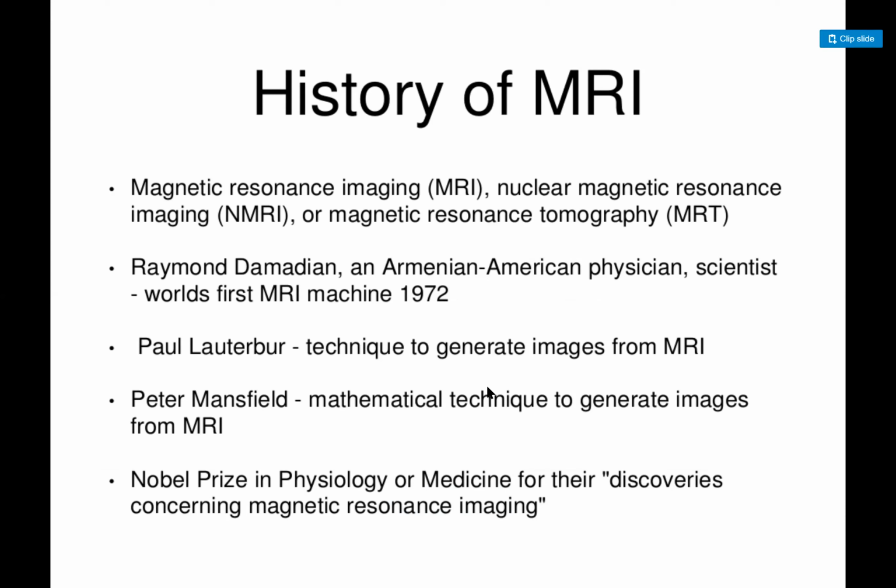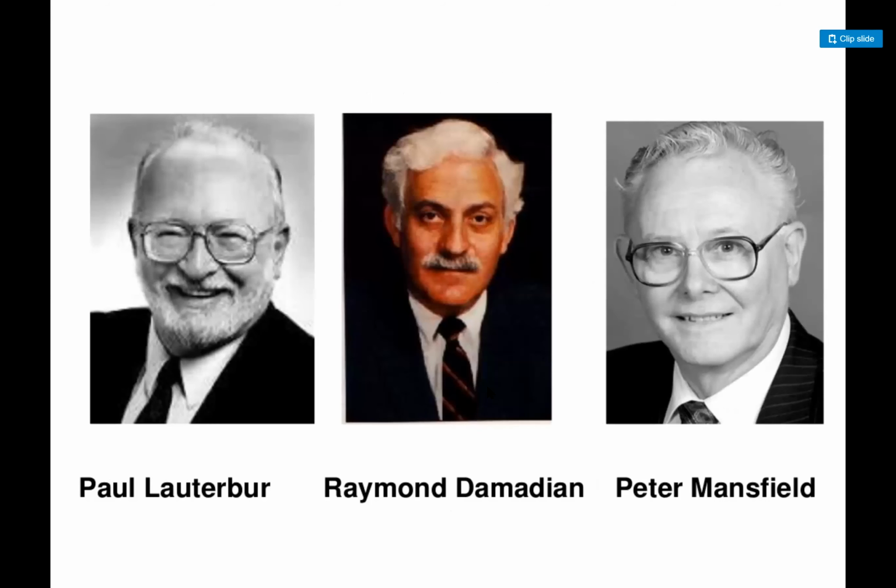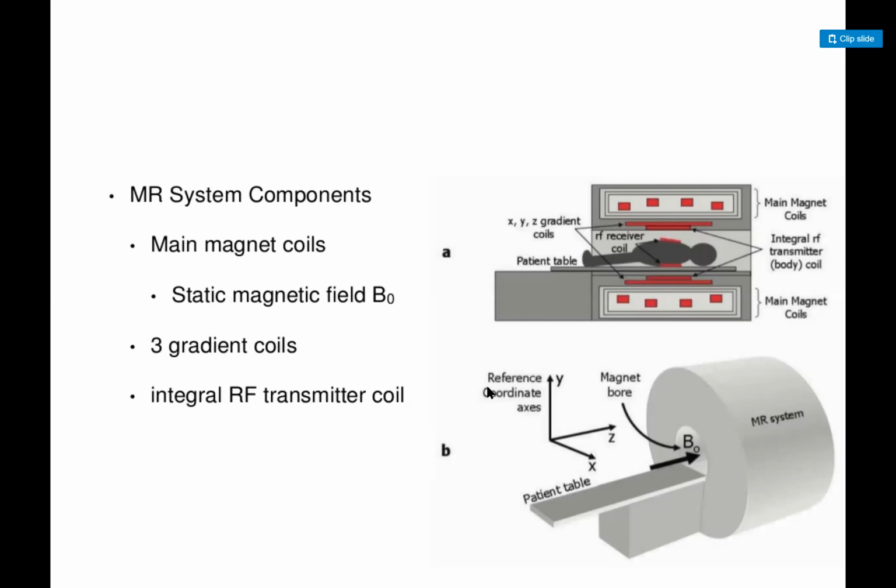It was actually devised in the US, not very far from here, in Stony Brook in New York, by three people, Raymond Damadian, Paul Lauterbur, and Peter Mansfield. They shared the Nobel Prize for this. Just a background. So what happens in MRI?